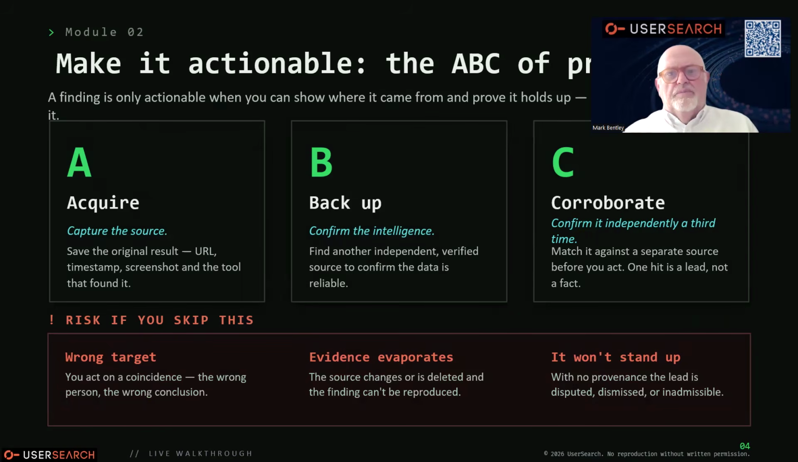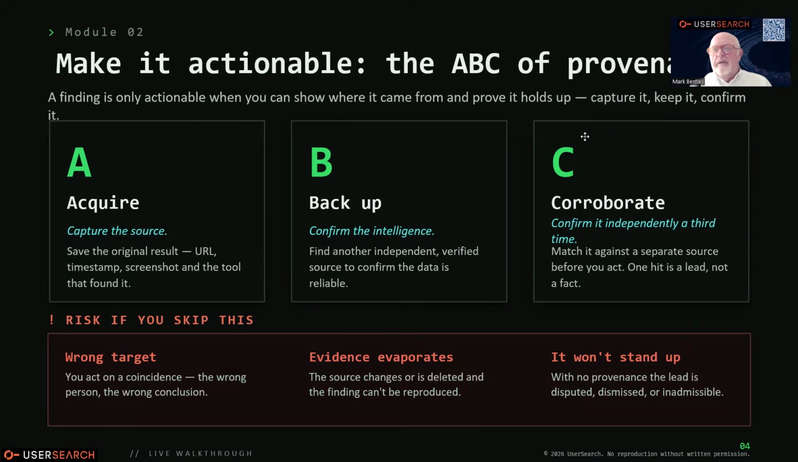So, actionable. Let's make this actionable, the ABC. Let me just reduce my picture here so you get a better view of the slide. You don't want to look at my ugly mug. Okay, the actual ABC of provenance: acquire, backup, corroborate. You saw this in my last one.